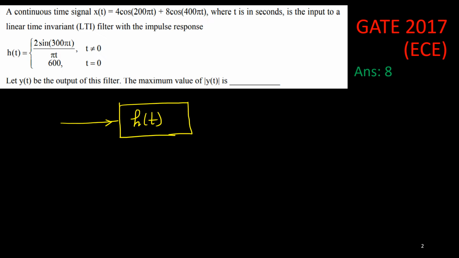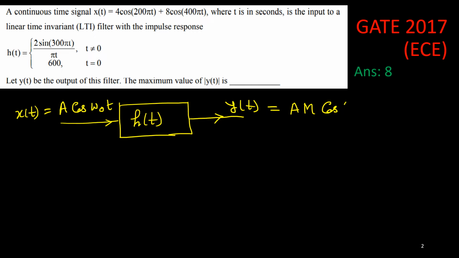let x(t) is a cosine omega naught t. Omega naught is a particular angular frequency. Then the output will remain sinusoidal. So output will be A multiplied by capital M, right? And cos will remain cos. Then an angle is added with this omega naught t.